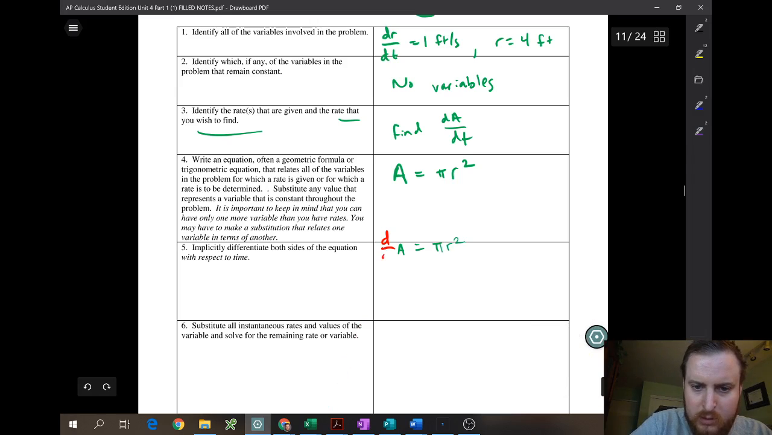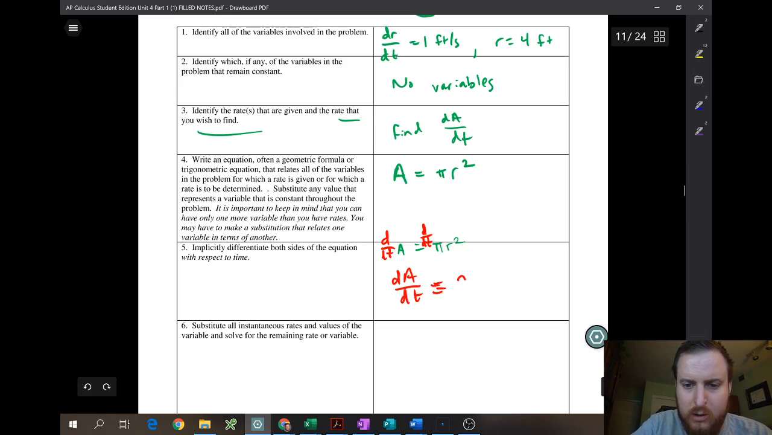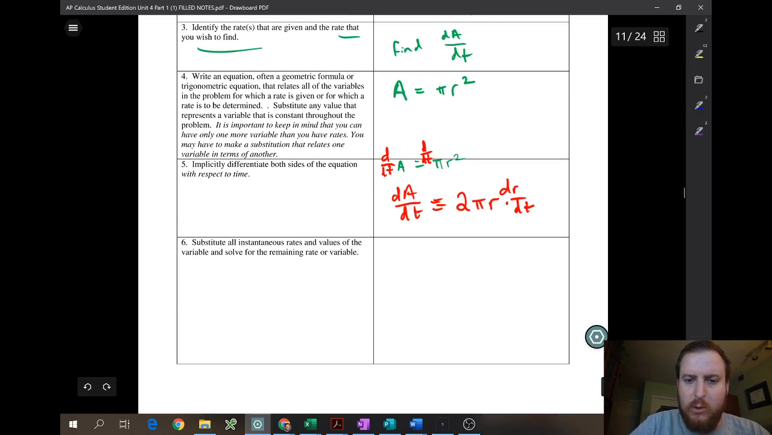Okay, d/dt and d/dt. So the derivative of the left side of that area is just going to be dA/dt. And then on the right side, pi is a constant, so it's going to hang out. And when we bring the pi r squared down, we're going to get 2 pi r. But then because r is different than time, we need to do times dr/dt. So we get 2 pi r times dr/dt. And that's our implicit. So now we're going to just start substituting.